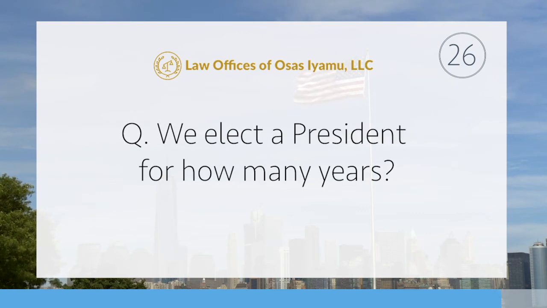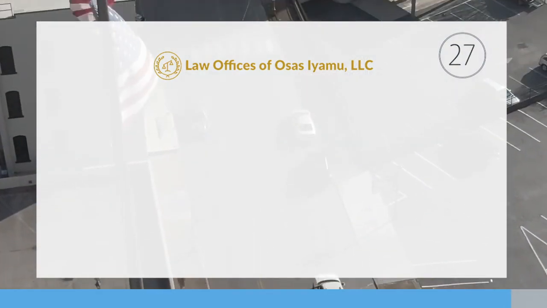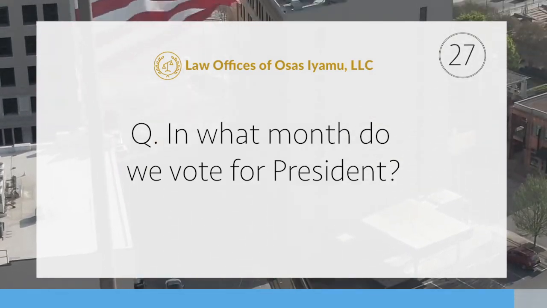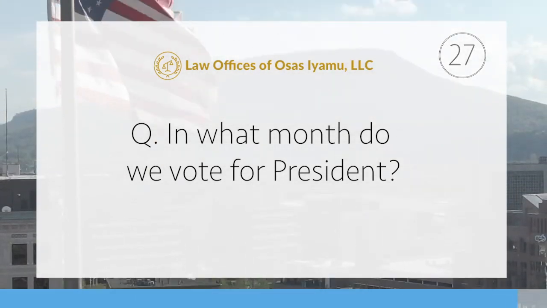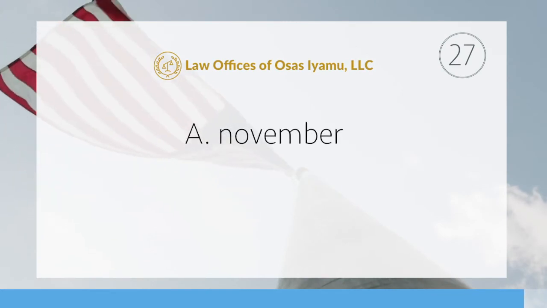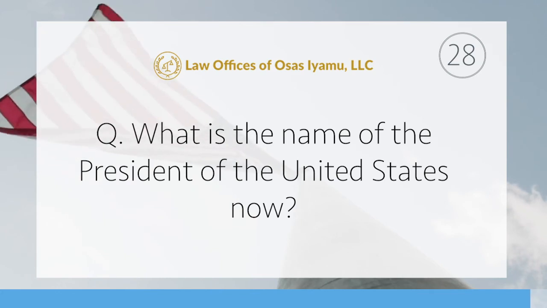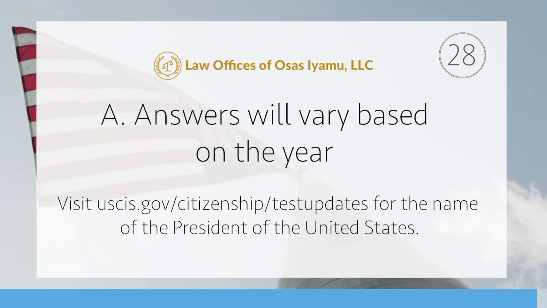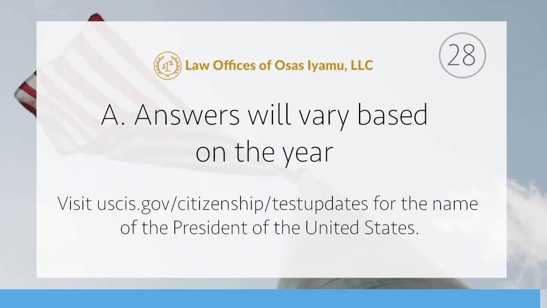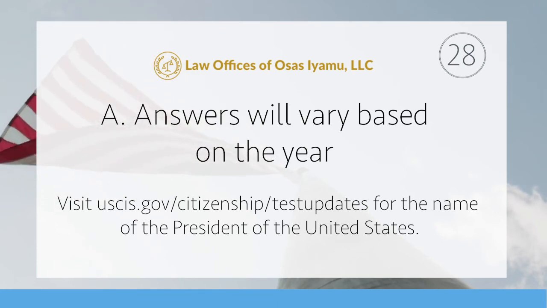We elect a president for how many years? 4. In what month do we vote for president? November. What is the name of the President of the United States now? Visit uscis.gov/citizenship/test updates for the name of the President of the United States.